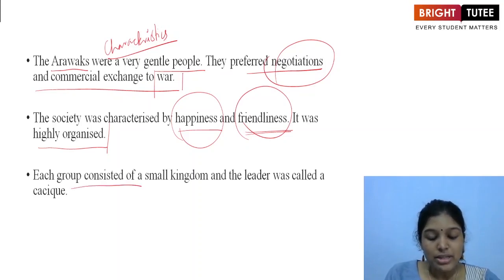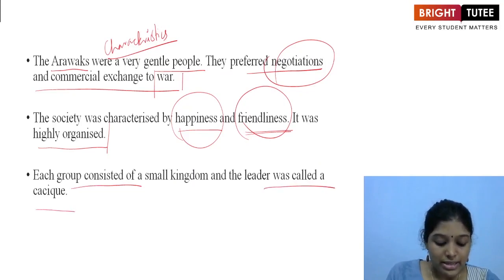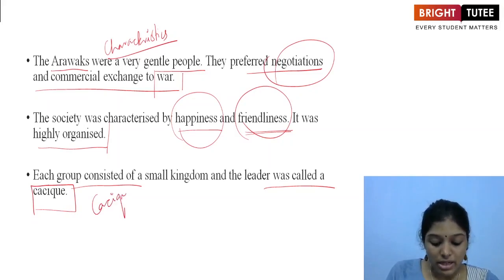And each group consisted of a small kingdom, and the leader was called a cacique.